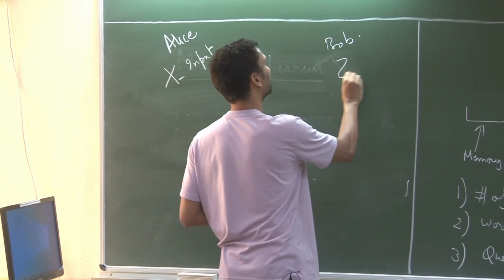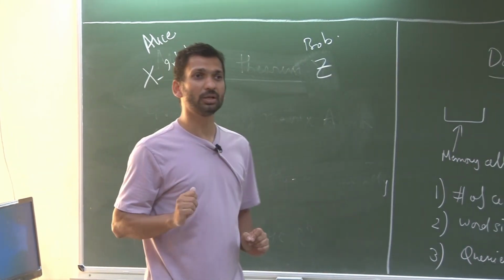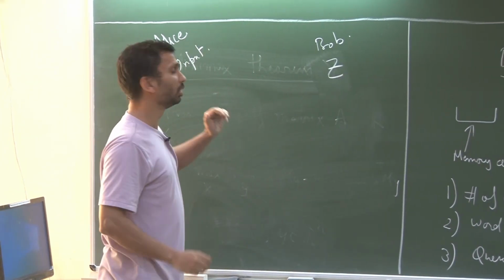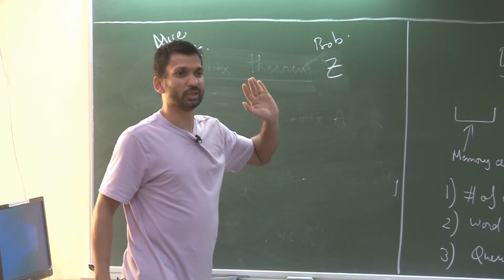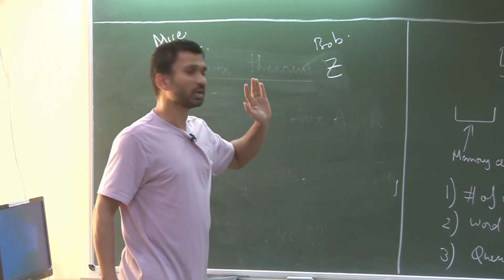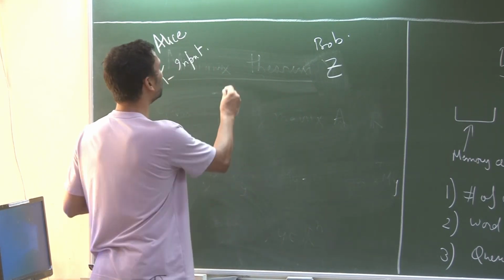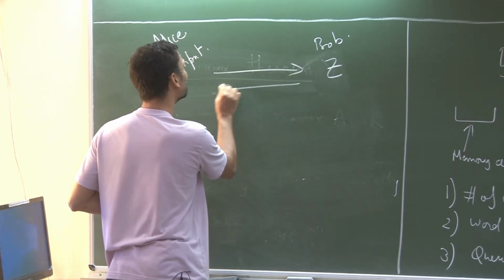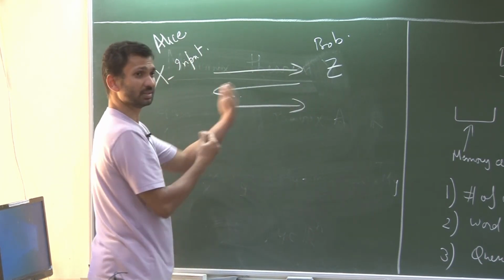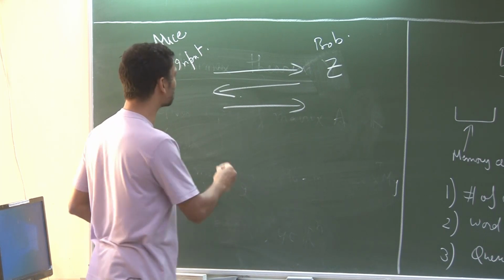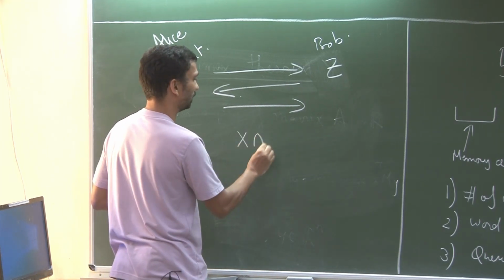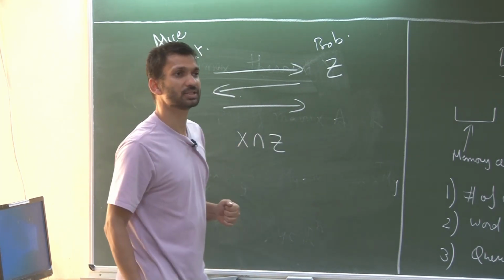So the data structure is with Bob, and now I don't know what Bob is doing. I don't care. Whatever Bob does, I want to count the number of bits they communicate between each other such that at the end of it, I get X intersection Z.